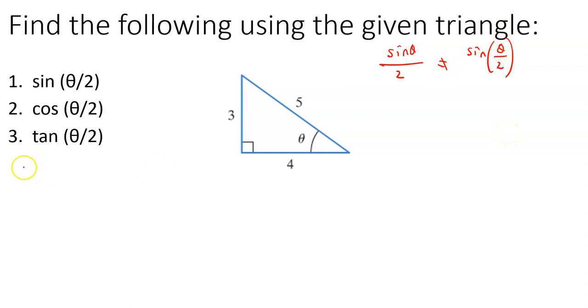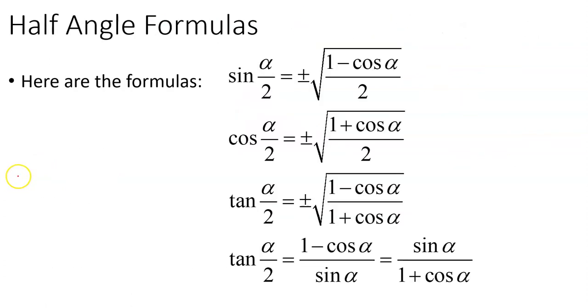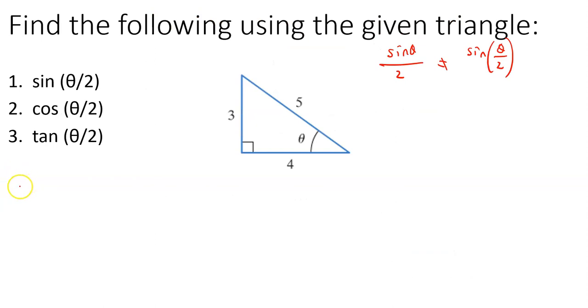So let's try some of these. What is the sine of theta over 2? I don't know. I didn't memorize it. So sine of theta over 2 is the square root of 1 minus cosine theta, all over 2. Well, what is the cosine of theta? Cosine of theta is adjacent over hypotenuse.